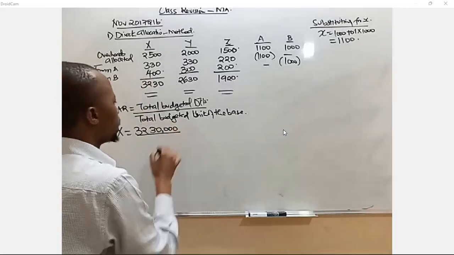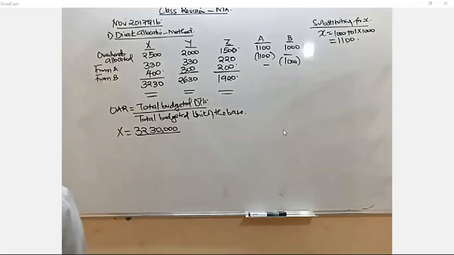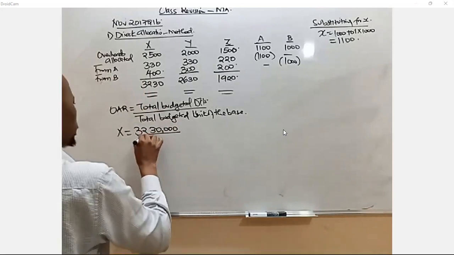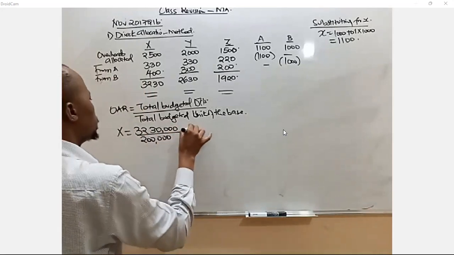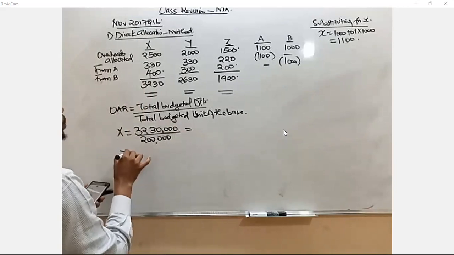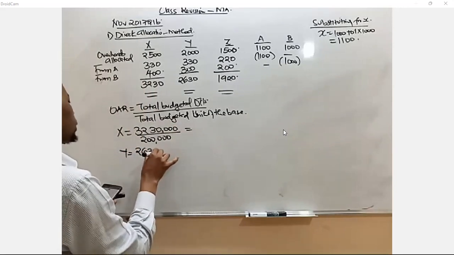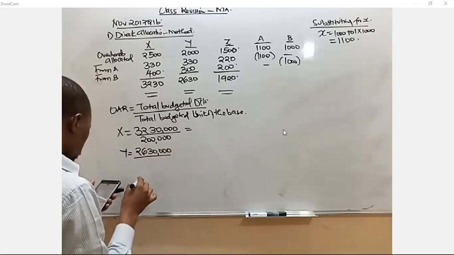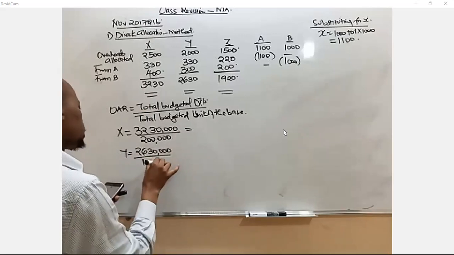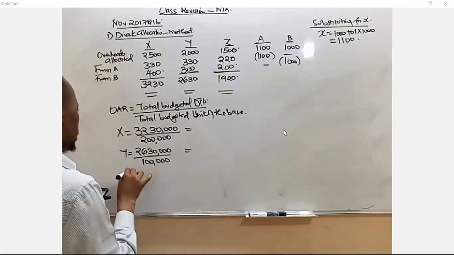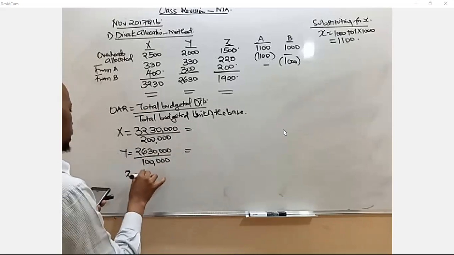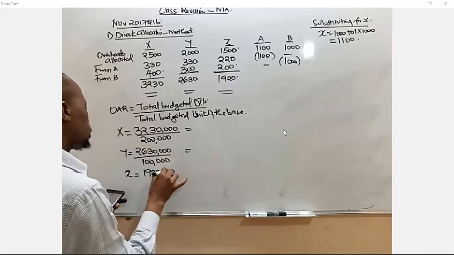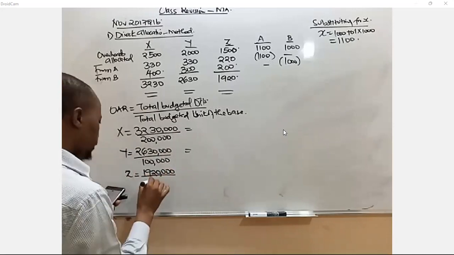You divide by the number of units, because that is what the examiner has already provided you with. Under note number 2, you have been told the output for the production departments. For example, department X should be 200,000. Right? We go to Y now and we say it should be 26,000. We divide by the number of units, and in this case it's 100,000. Then we have our Z, which will be 19,20,000. We divide it by 50,000.